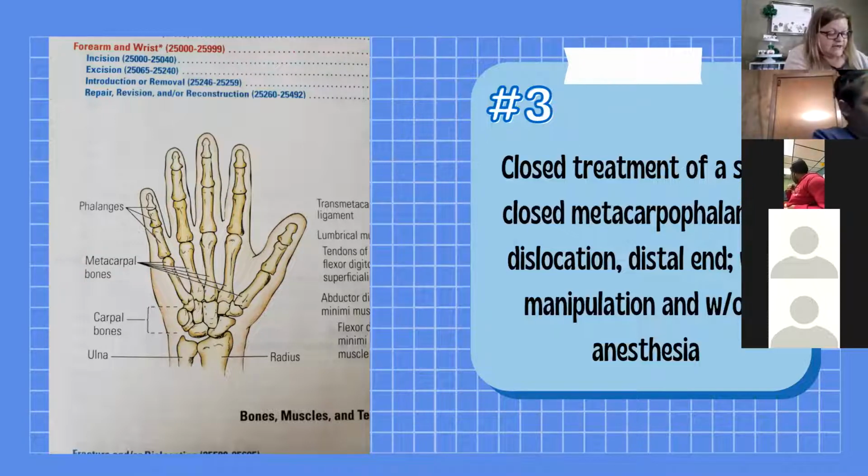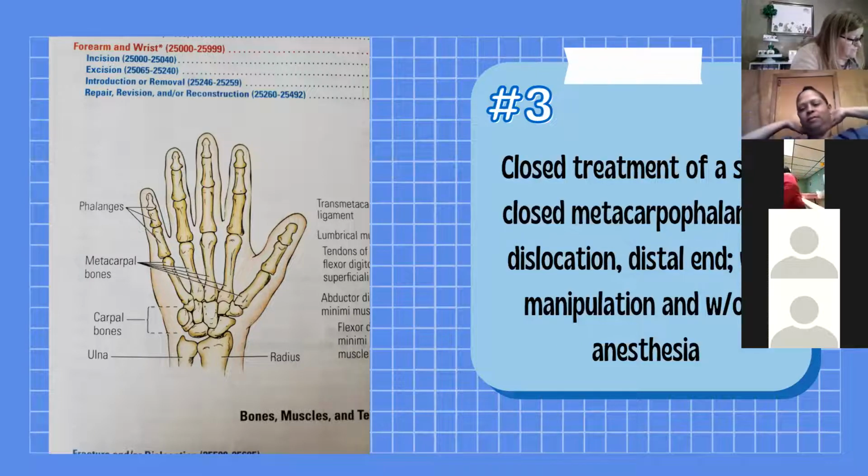Okay. That's 26700 and 26705. But yeah, 26340 would have been the first thing I looked at. But again, it didn't fit our scenario, so we got to rule that out. So it's the 26700 that is without anesthesia.